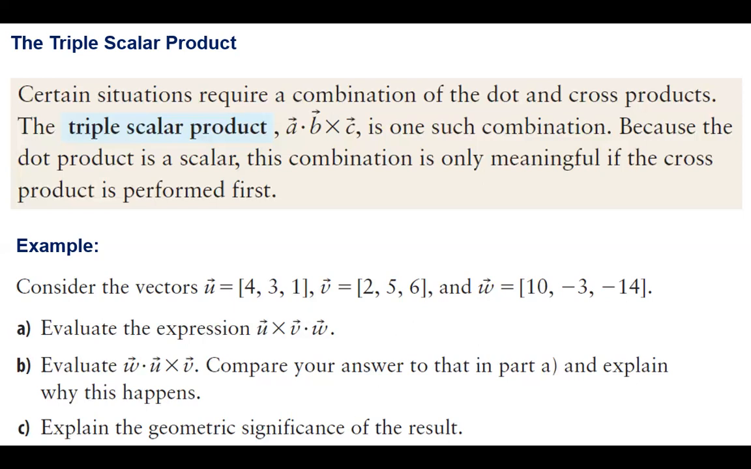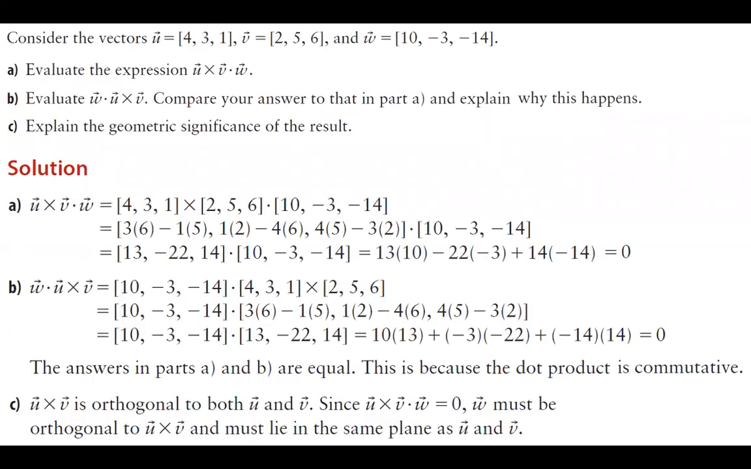Okay, let's have a look at the solution together. First, u cross v, then dot product with w. So first we find (4, 3, 1) crossed with (2, 5, 6), right? Remember, you can always use the diagram to help you find the cross product. So that gives us a new vector (13, -22, 14). Then find the dot product between this vector and w, which is (10, -3, -14). That gives us 13 times 10 minus 22 times -3 plus 14 times -14, which is actually 0. Then in question B, you can also substitute all the values in and find that the final result is also 0, right? So the answers in parts A and B are equal.